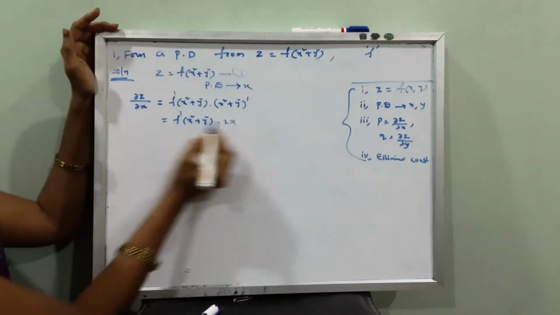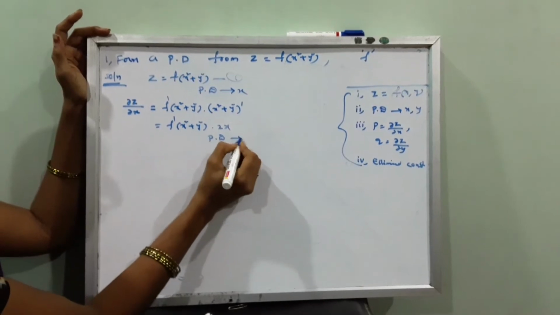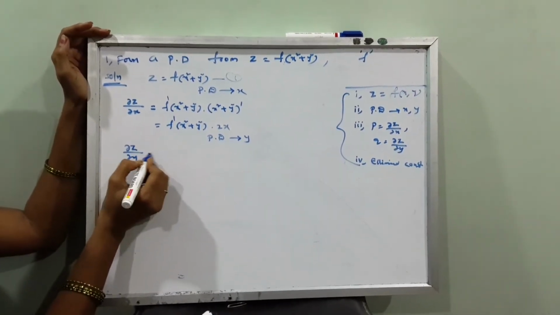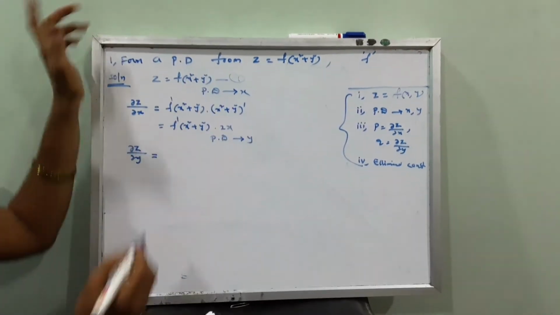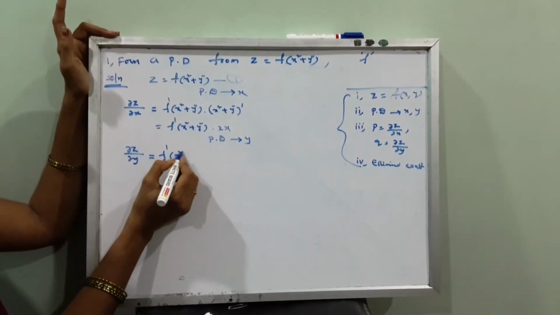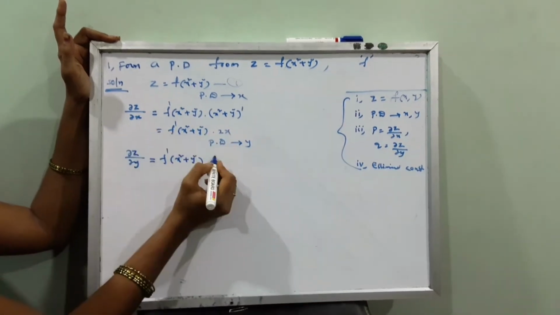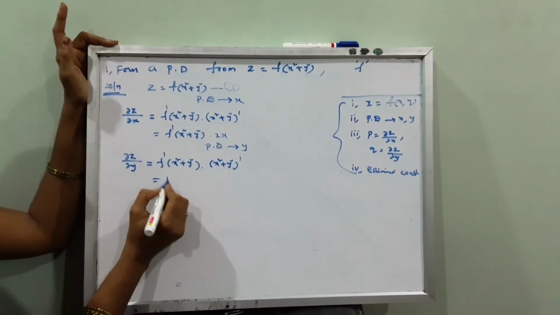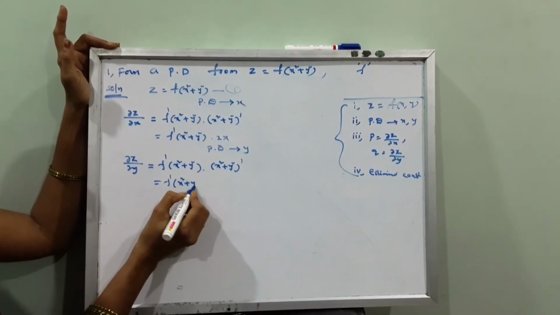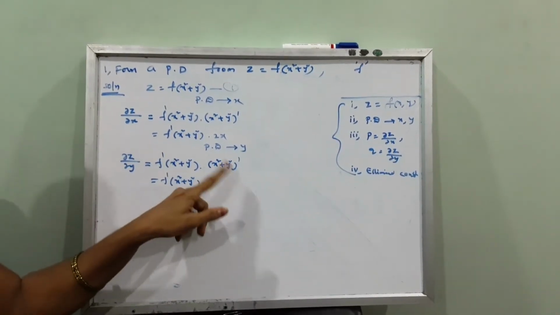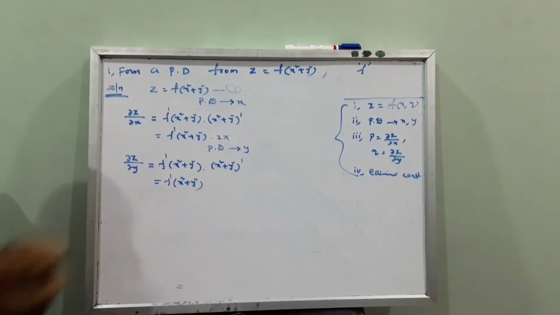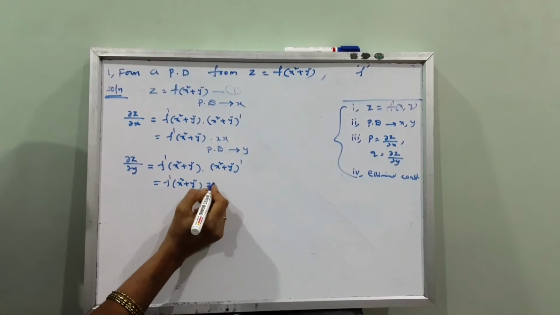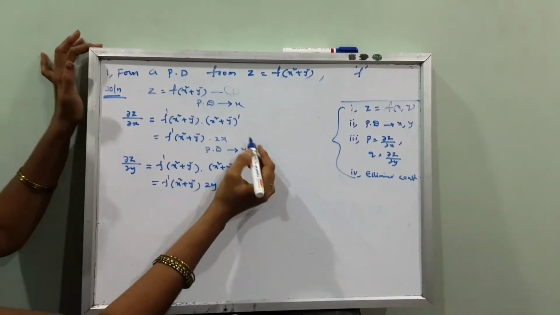Now partially differentiating with respect to y. Then dou z by dou y is equal to f dash of x square plus y square, into the differentiation of x square plus y square. We differentiate only y, which means x is a constant. The differentiation of a constant is 0, and y square differentiates to 2y.